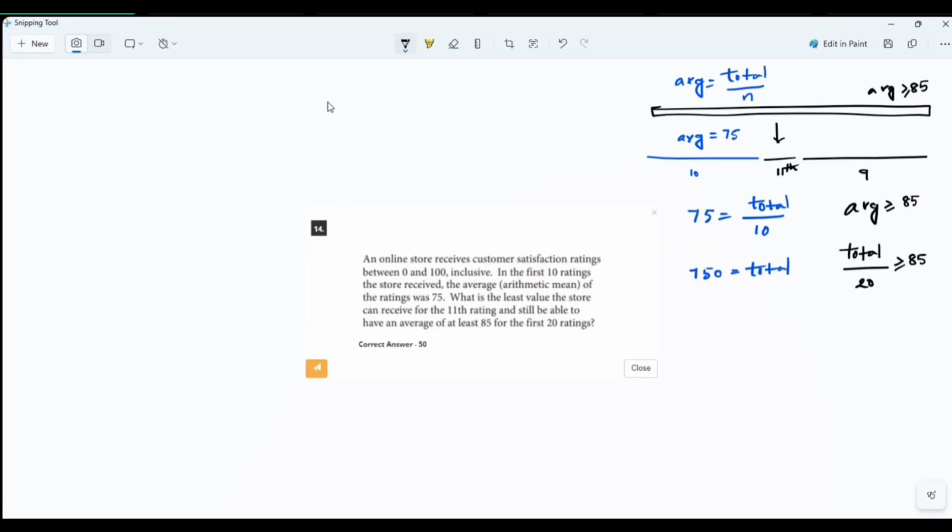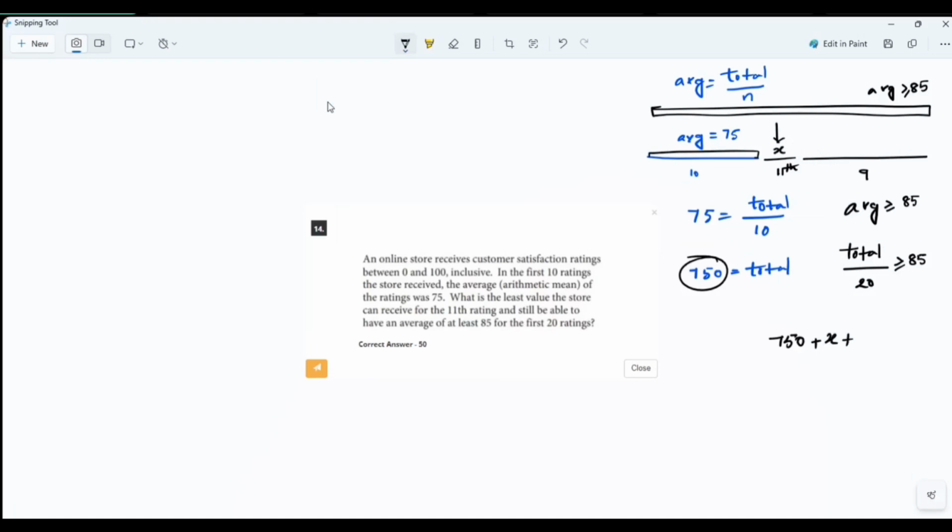We know the first 10, right? We figured out the first 10. From here to here, we figured out, right? It was 750. So which means 750 is the first 10. And then let's say a certain number x for the 11th. So a number in the 11th position.